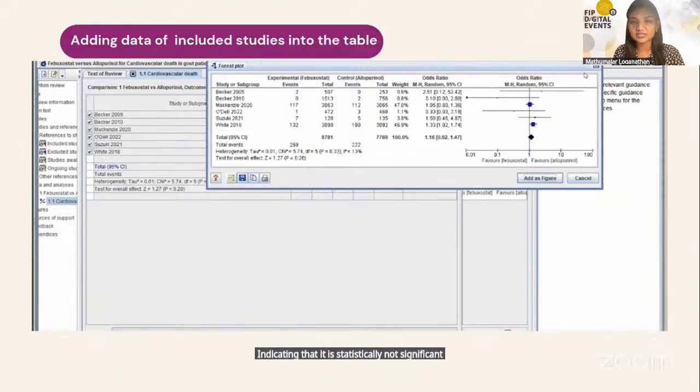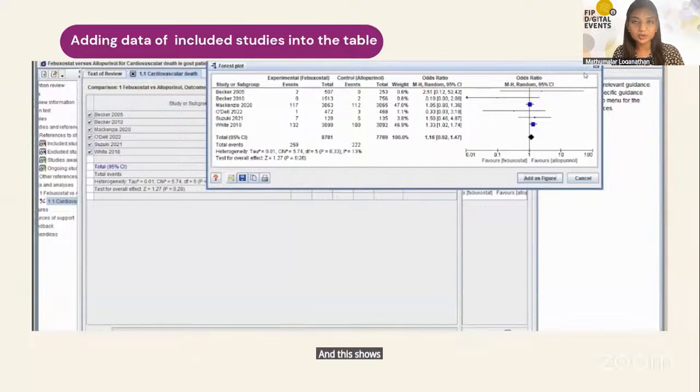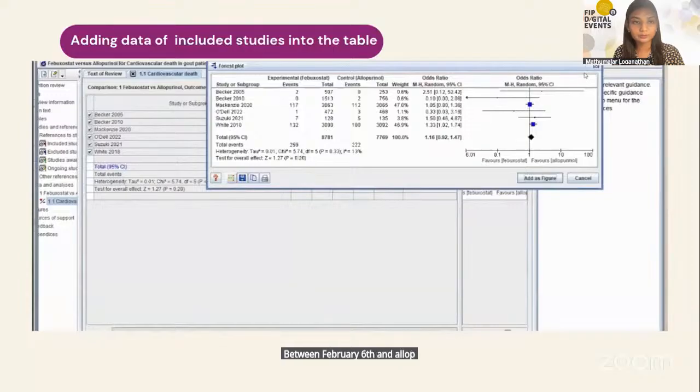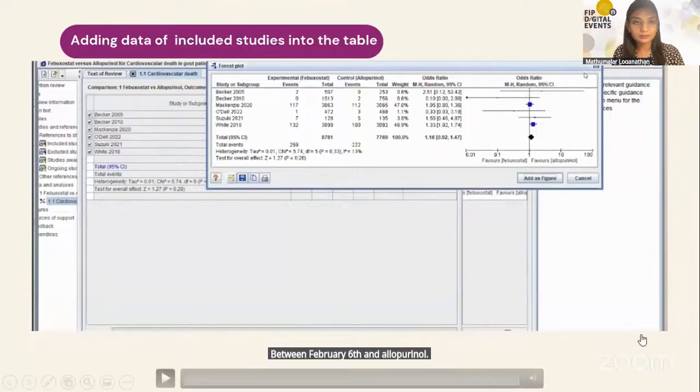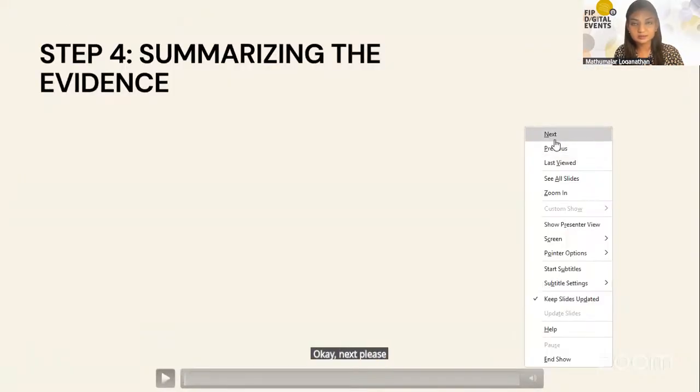The heterogeneity, denoted by I square, is 13%, indicating low heterogeneity, and this shows that there is good consistency across the studies. The interpretation of this forest plot is that there is no statistically significant difference in cardiovascular death risk between febuxostat and allopurinol. Okay, next, please.